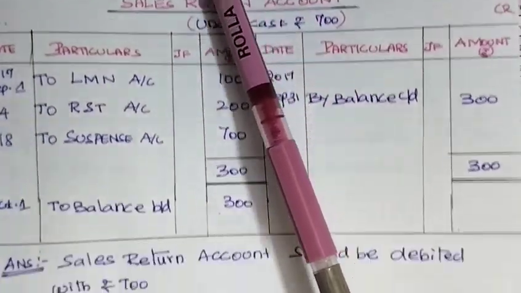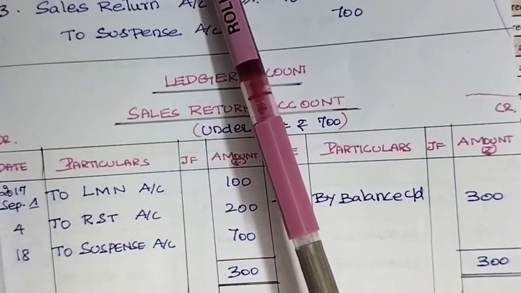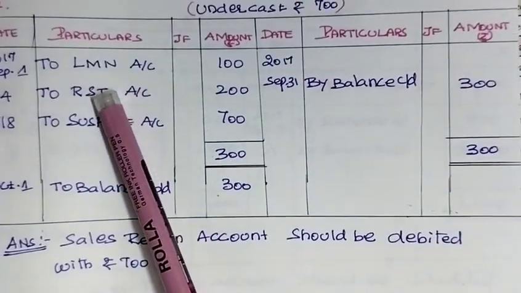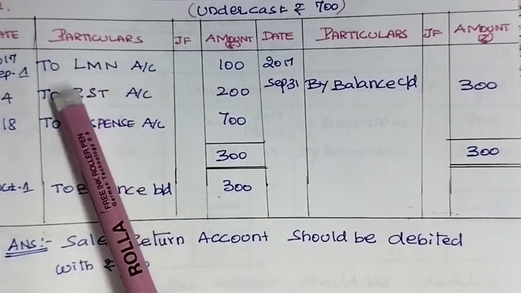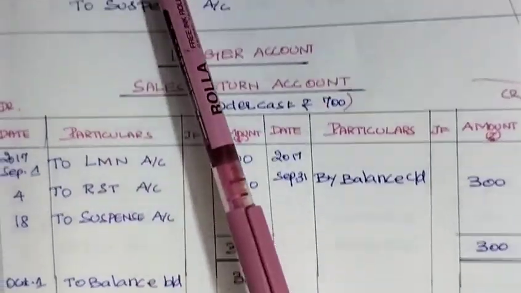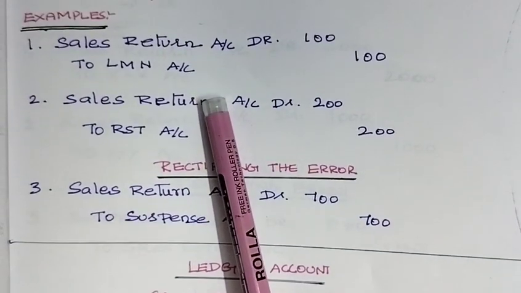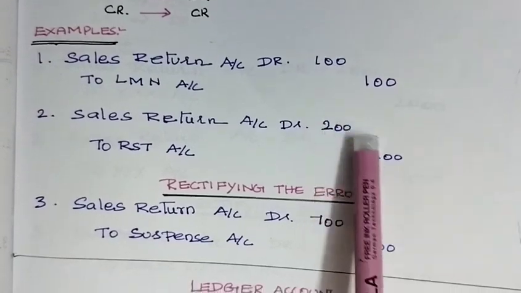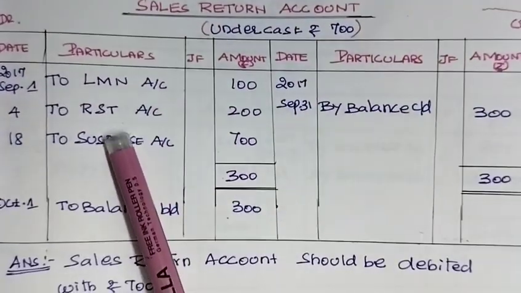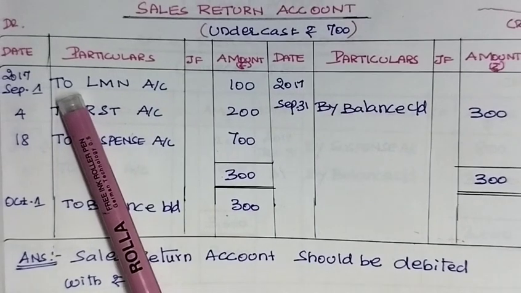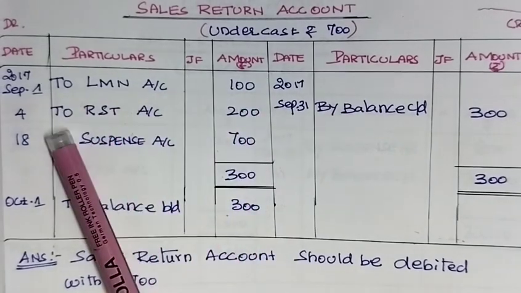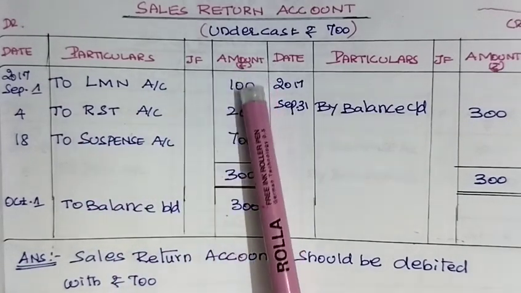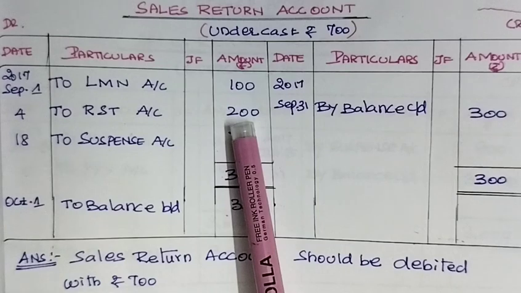How do you post it on the ledger account? Where does the sales return account show? It appears on the debit side. So you go to the debit side on the ledger account and write the opposite account, LMN account and RST account. Okay, how much? 100 rupees and 200 rupees. So on the debit side you write the opposite account name, LMN account 100 rupees, and RST account 200 rupees. We enter the two sales return entries here.